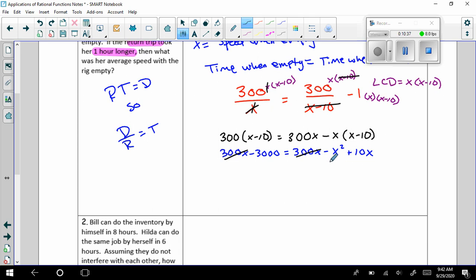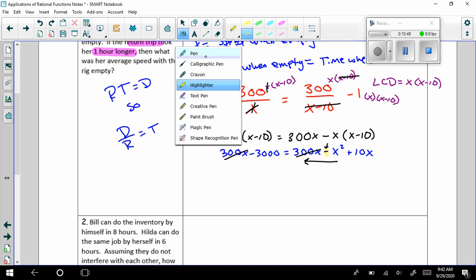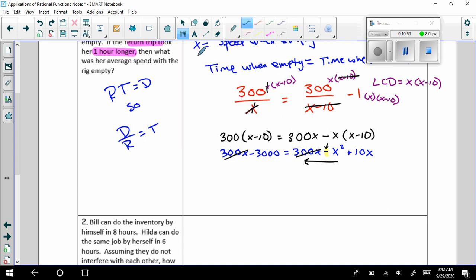I'm actually going to move everything to the left so that my x squared becomes positive x squared. Anytime I have a negative x squared, I try to get rid of that negative so that it's easier to solve. So I'm going to get x squared minus 10x minus 3,000 is equal to 0. Okay, and then I'm going to factor that out, and just to save some time, hopefully you tried this on your own, I have x minus 60 and x plus 50 equals 0.